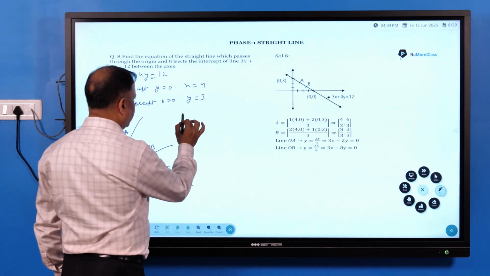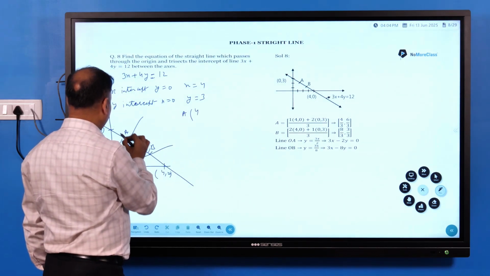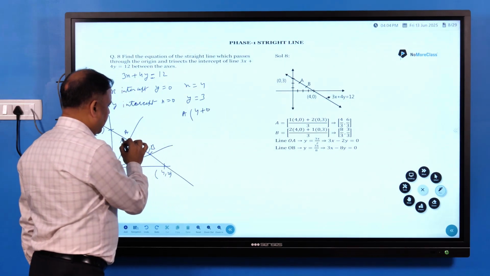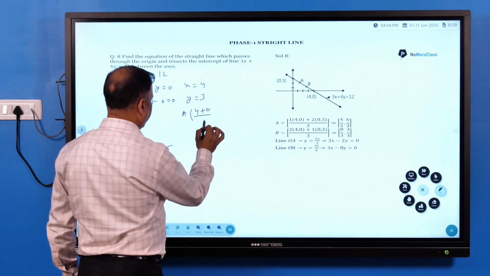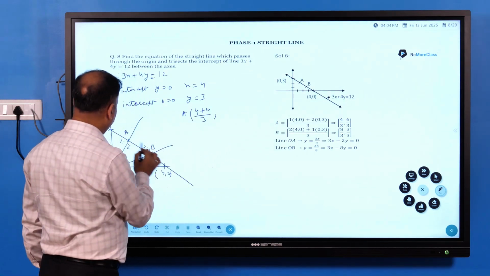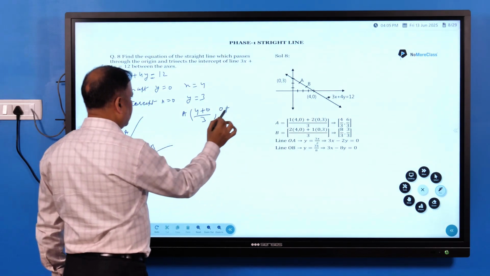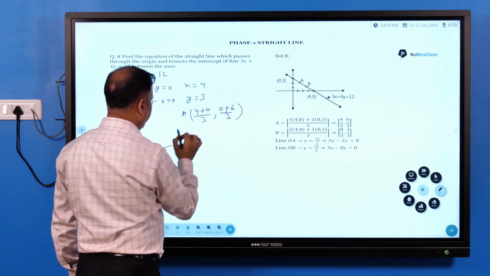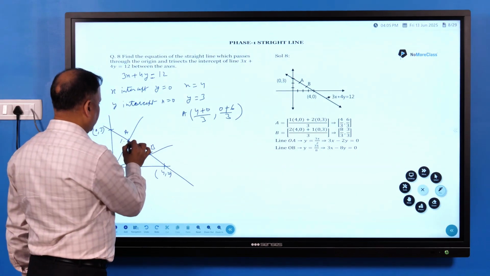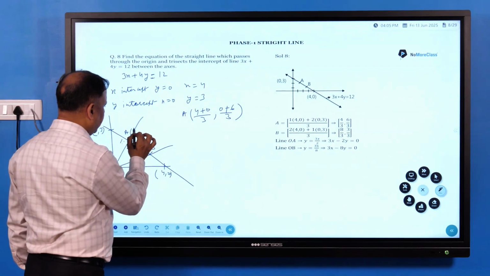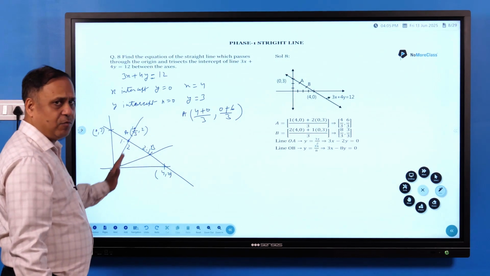So what is the A point? The A point you can calculate: 1 into 4 plus 2 into 0, that is (mx1 plus nx2) upon (m plus n), 3, comma, 1 into 0 plus 2 into 3, 6 upon 3. So A point is 4 by 3 comma 2. So I can easily find the equation.